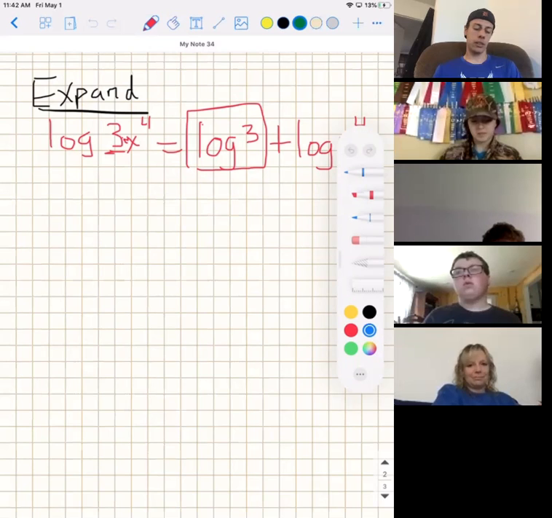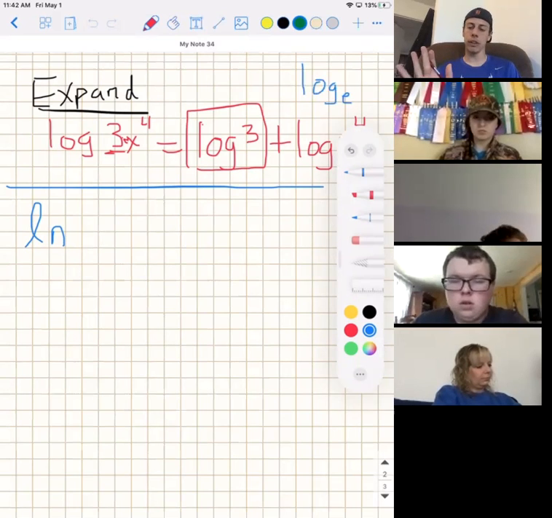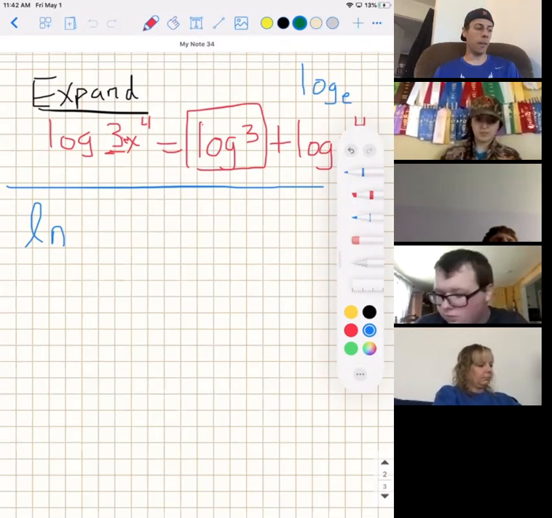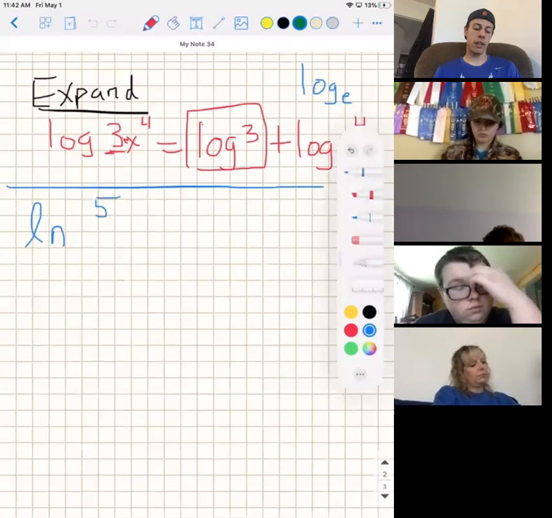So this will be a brand new example here. We're still going to expand just like we did above. And this time, we're going to take the natural log. Now, natural log is just a log with base e. So don't let that freak you out. e is just a number. We're going to take the natural log of 5 divided by 12x.